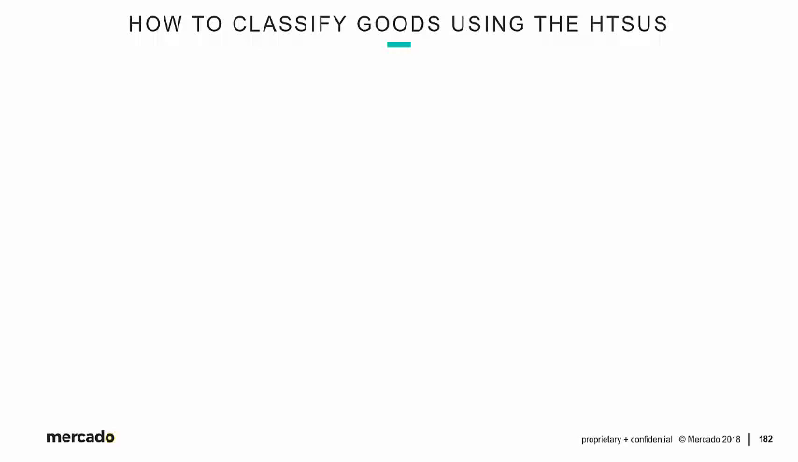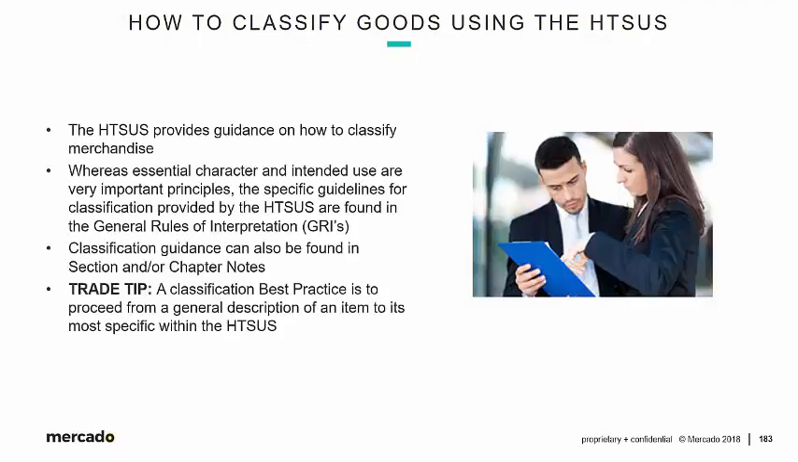In section 27, we're going to get down to brass tacks and learn how to classify goods using the HTSUS. We've talked about 19 CFR. We've certainly talked about the HTS, looked at some invoices. Now it's time to classify. Needless to say, based on what we've already seen, the HTSUS provides guidance on how to classify merchandise.